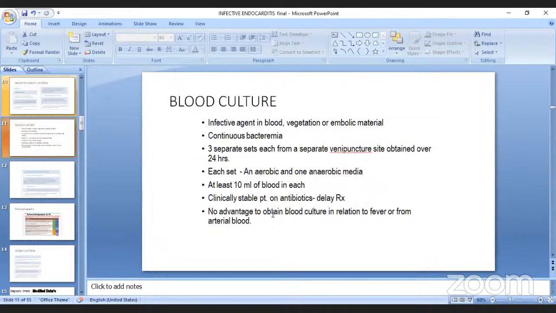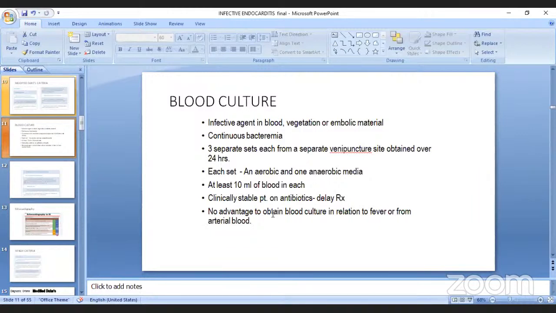Okay, then blood culture. I'm explaining this to you in a lot of detail, because this will be asked in your final year examinations also, in your MCQs also. Now if there's an infective agent in the blood, and the patient is having continuous bacteremia, you have to take three separate sets of bottles. That means one set will have two bottles. Three separate sets, each from a separate venipuncture site, obtained over 24 hours.